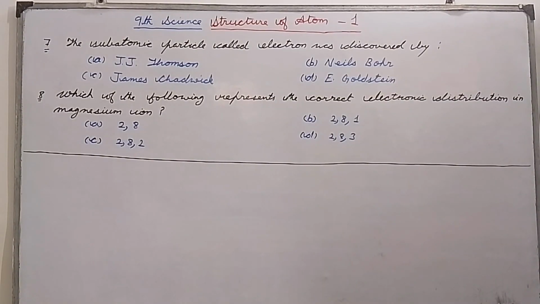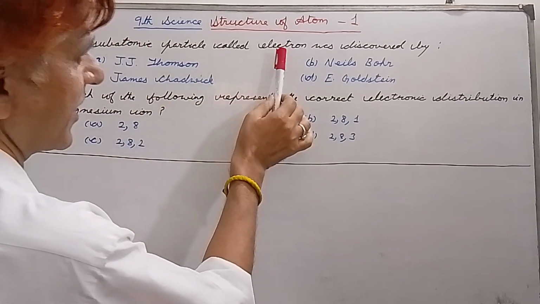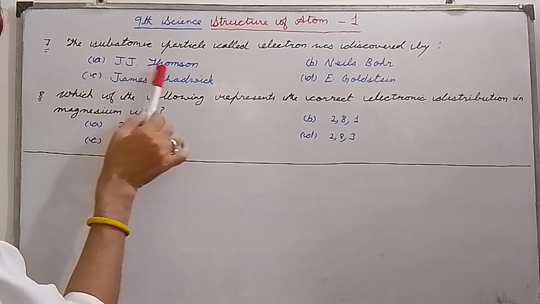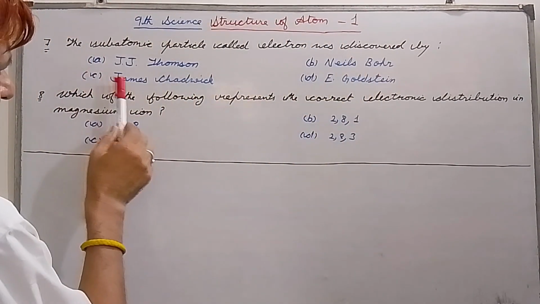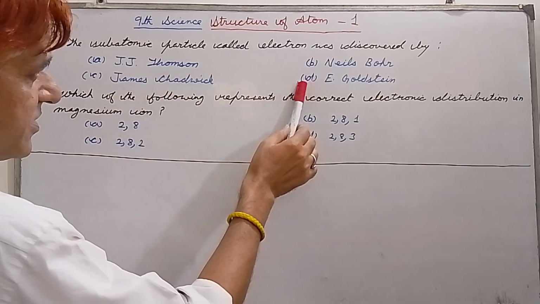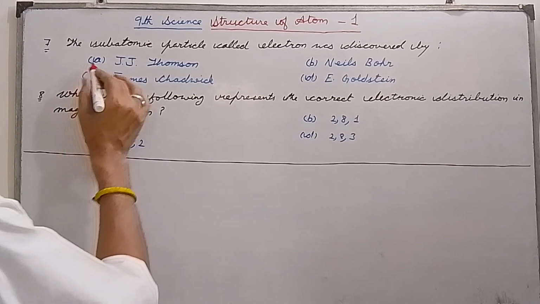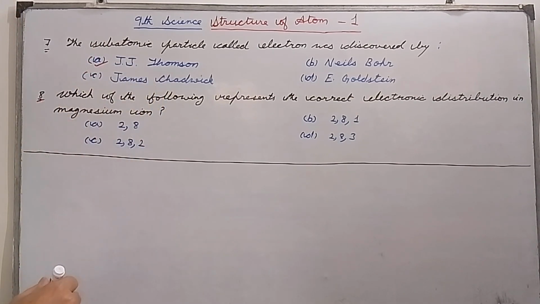Dear students, our next question is question number 7. The subatomic particle called electron was discovered by, first option is J.J. Thomson, B is Neil Bohr, C is James Chadwick, and D is E. Goldstein. So my dear students, always remember that electron was discovered by J.J. Thomson. So A is the correct option. Question number 8, last question but not the least.